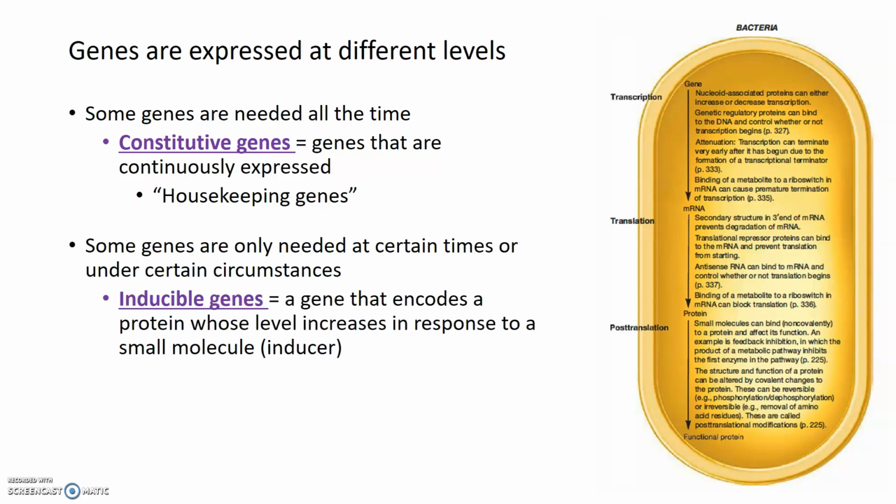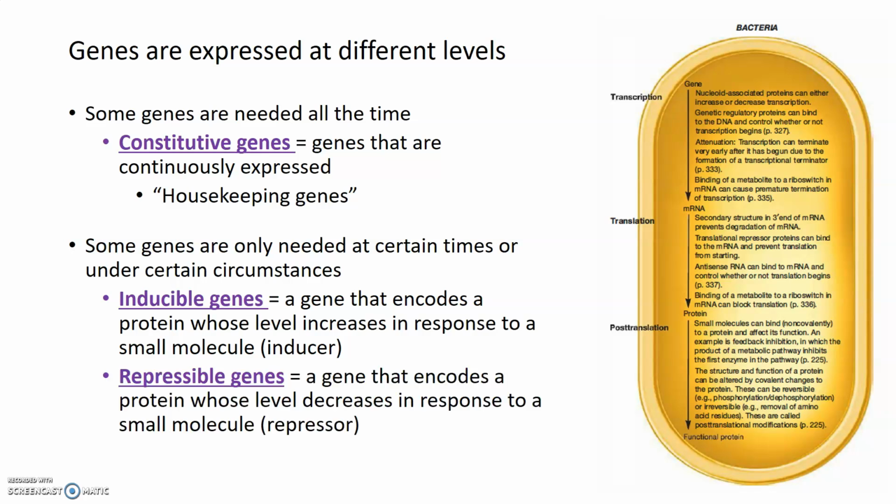But there are some genes that are only needed at certain times or under certain specific circumstances. We all know that making a protein requires a lot of energy and input, so if you don't need a protein at this particular moment or under these particular circumstances, it makes sense to not make that protein. One of the types of genes that's only made at a certain time is known as an inducible gene. An inducible gene encodes a protein whose level increases in response to a small molecule, or that's made in response to a molecule, which is known as an inducer.